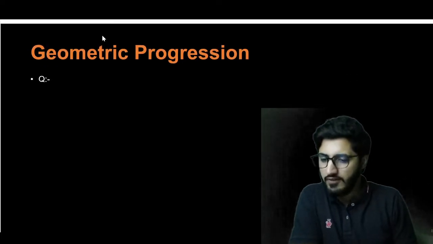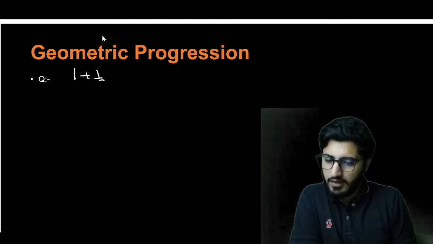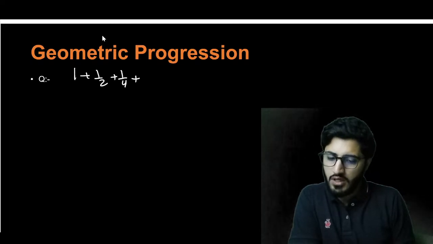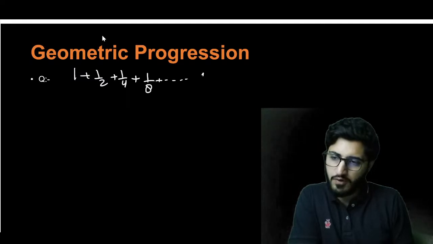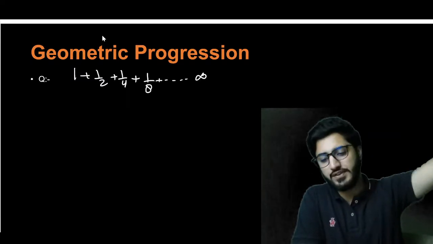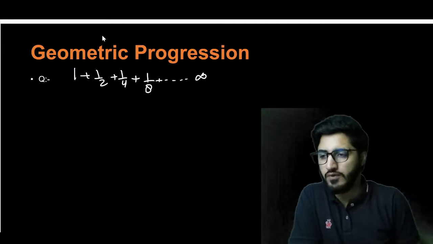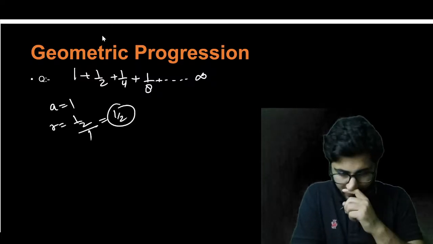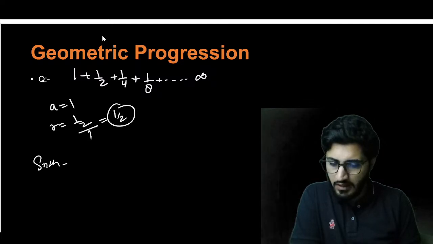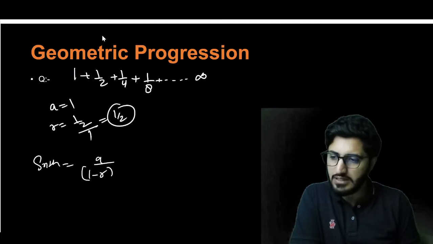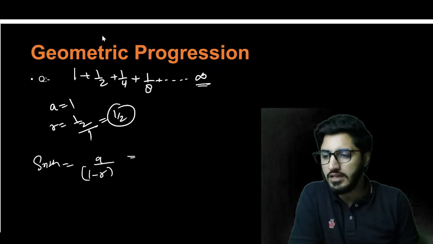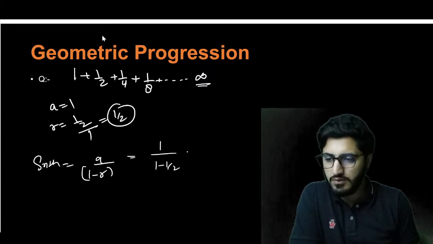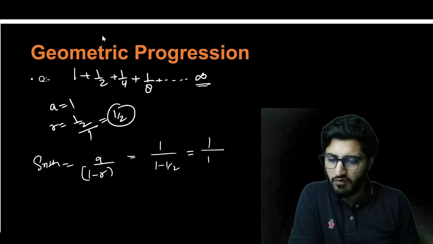Let us suppose we have a problem: 1 plus 1 by 2 plus 1 by 4 plus 1 by 8 and so on up to infinity. So we have an infinite GP series. What is A? A is nothing but 1. What is the common ratio R? It is 1 by 2 divided by 1, that is 1 by 2 only. Now what is Sn? It is only A divided by 1 minus R, because there are infinite terms. So we get 1 divided by 1 minus 1 by 2, that is 1 divided by 1 by 2. It is 2 only.